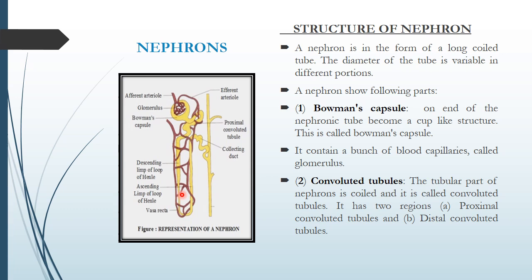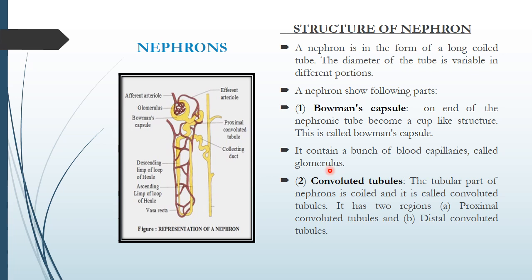Number 1 is the Bowman's capsule. So one end of the nephronic tubes becomes a cup-like structure which forms the Bowman's capsule, which contains a bunch of blood capillaries which forms the glomerulus part of Malpighian body.